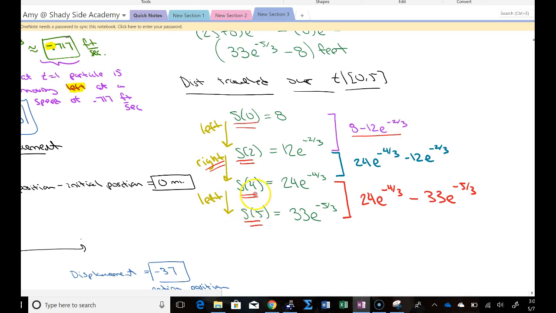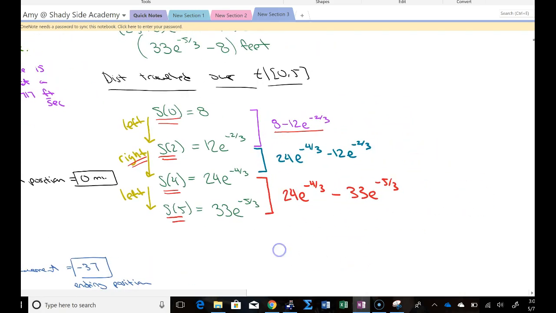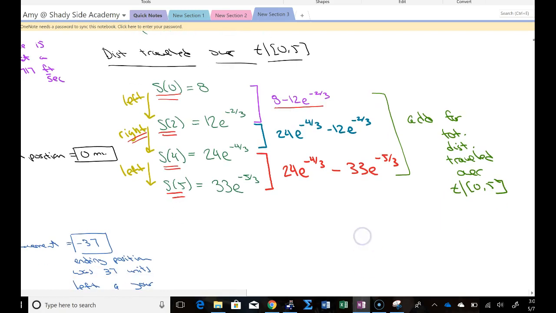And then the particle's moving left from 4 to 5. I'm looking at the rightmost position, because it's moving left, remember, at 4 seconds, minus the position at 5 seconds. These are the distances traveled over the intervals 0 to 2 seconds, 2 to 4, and 4 to 5. And what do you think you would do with these to find the total distance traveled? Add these all up for total distance traveled over the interval of time from 0 to 5. And when you add these up, you get this.